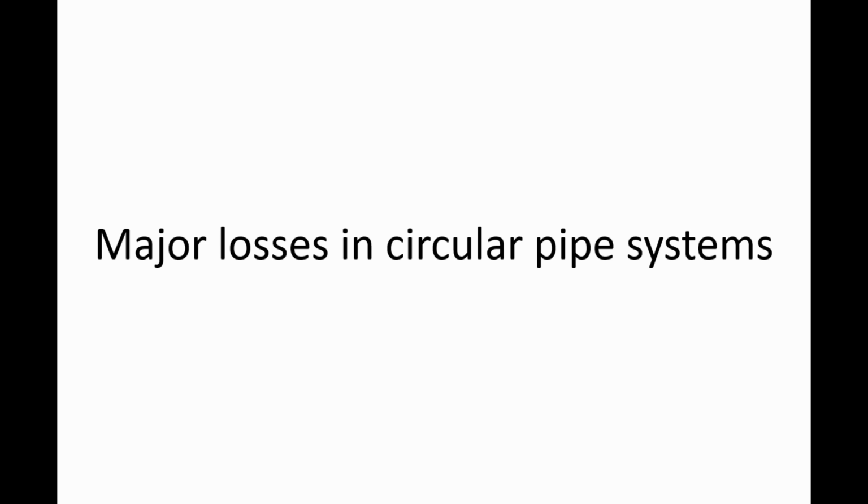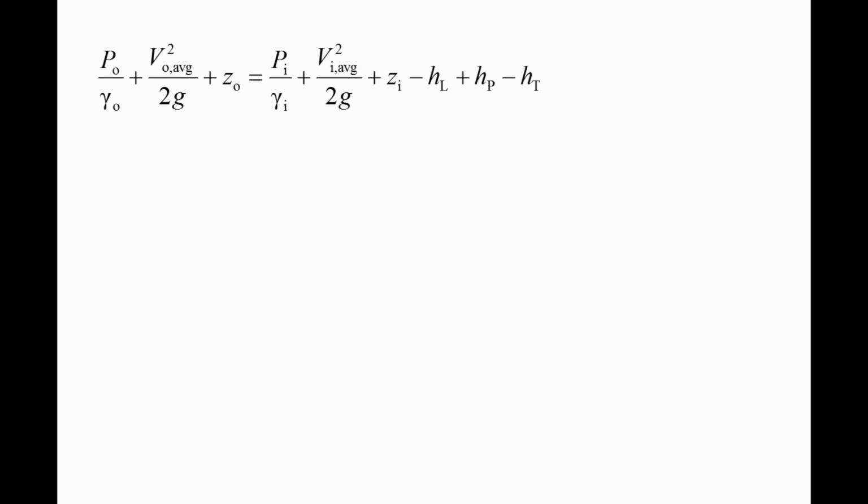In this lesson, we will discuss how to calculate the major losses in a circular pipe system. When using the control volume approach to analyze pipe systems, we often will use the conservation of energy equation for a control volume with one inlet and one outlet. Let's take a closer look at the head loss term HL.